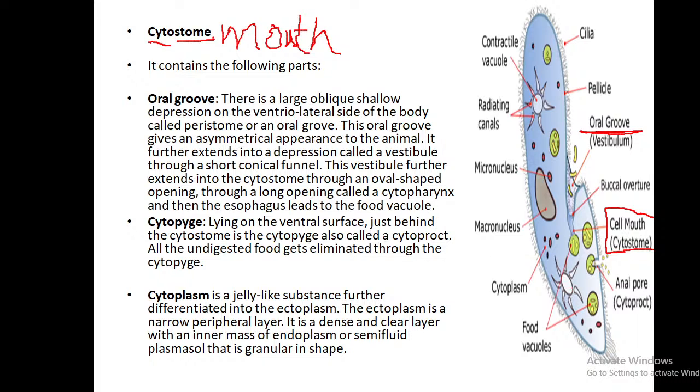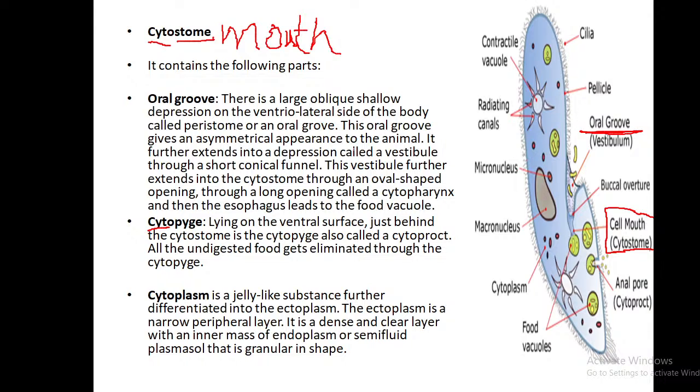So the oral groove is present on the ventrolateral side of the body. Through the oral groove, the food enters into the body of the organism. The cytopharynx is lying on the ventral surface just behind the cytostome.